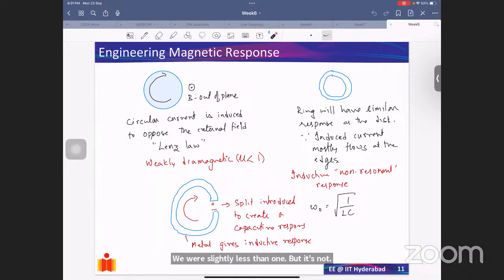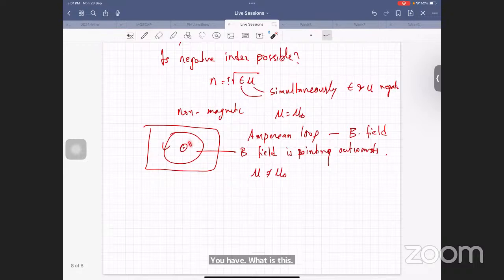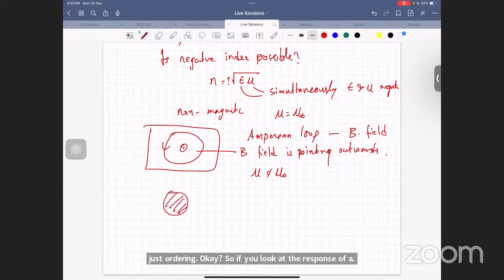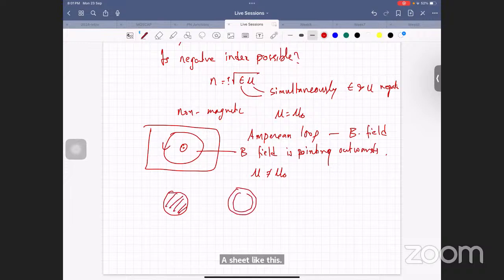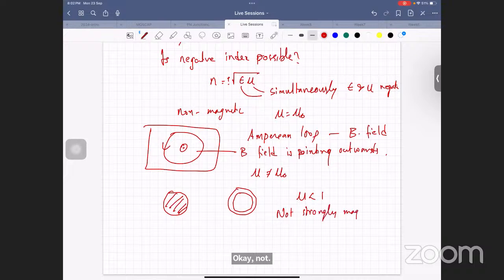Now, the other thing is that if you're having a current loop like this, the center of it is not really doing anything. The current is only flowing at the edges of the ring. So if you compare the response of a sheet like this to the response of a ring like this, both will have mu less than 1. Both will have the same magnetic response, but it is not strong enough, not strongly magnetic. Now how do we make it strongly magnetic?